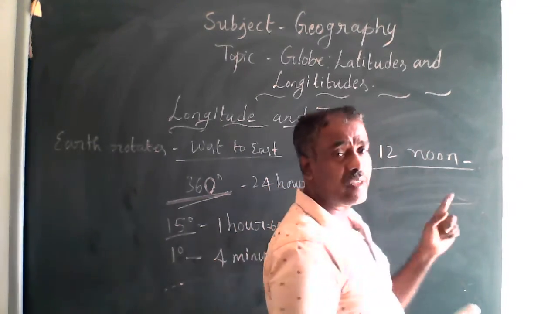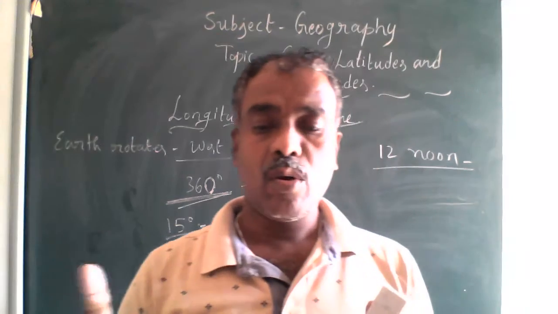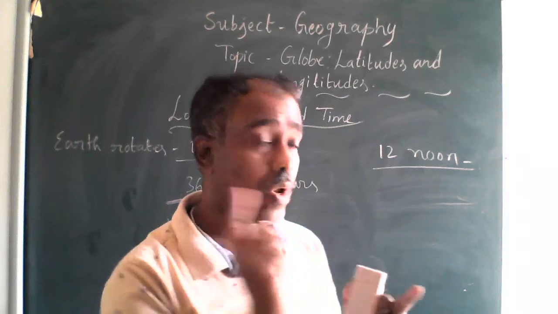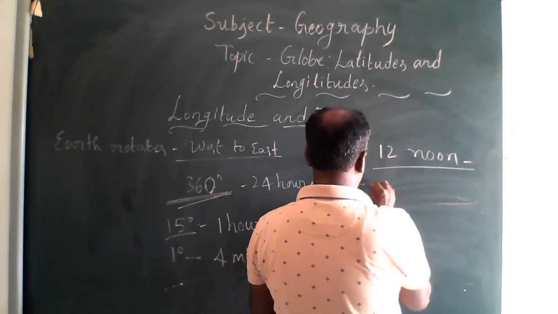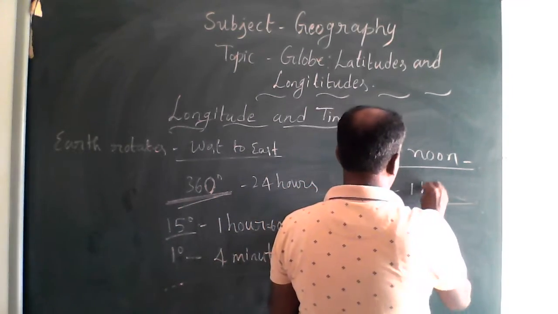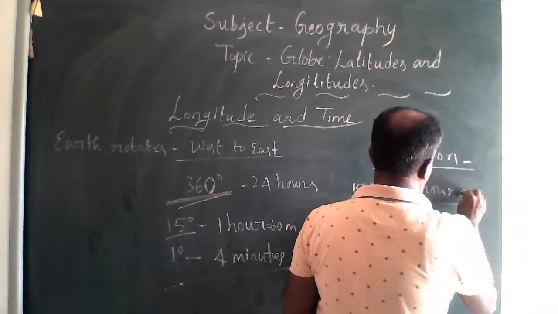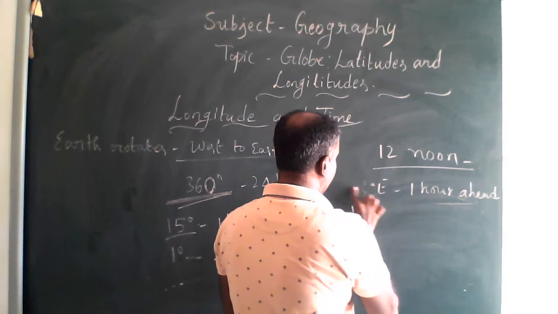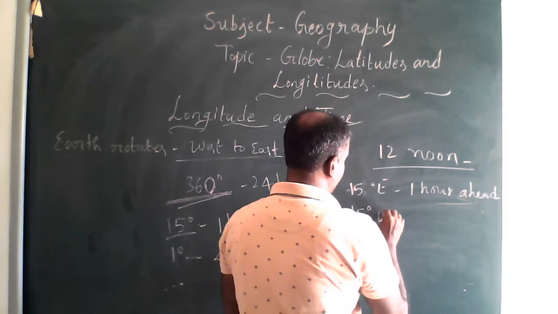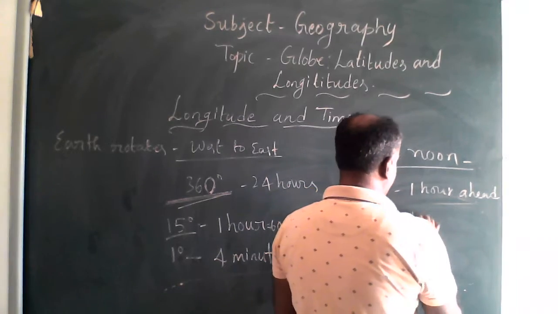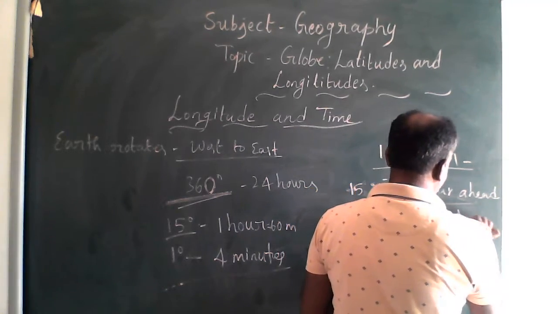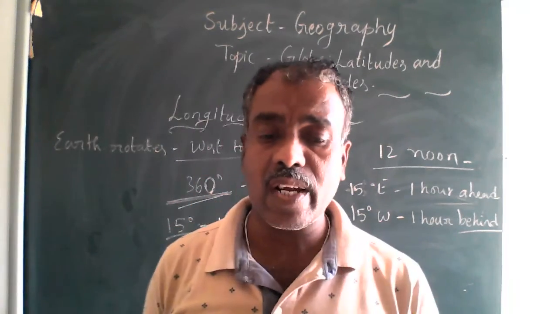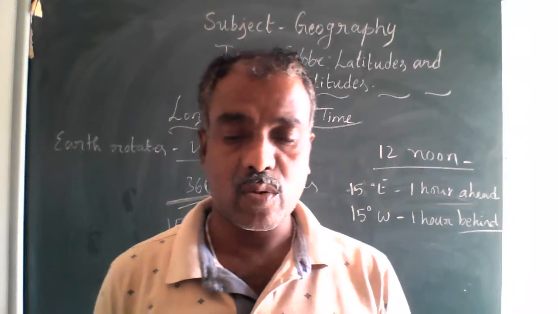When it is 12 noon at Greenwich, children, if we go 15 degrees east, the time increases by 1 hour, that is 1 hour ahead. And the same, 15 degrees west move means 1 hour behind. So we are going to calculate time on this basis only. So is it clear now?